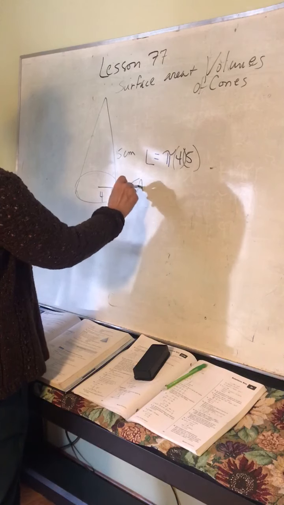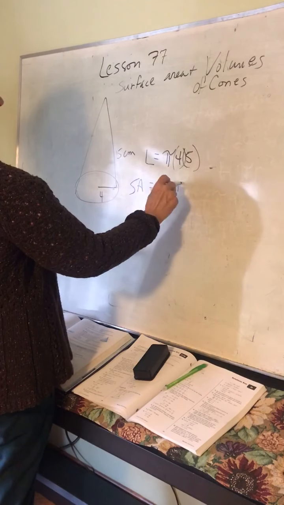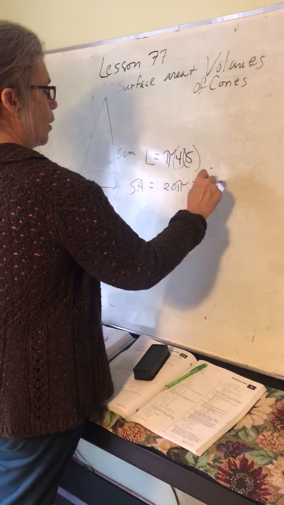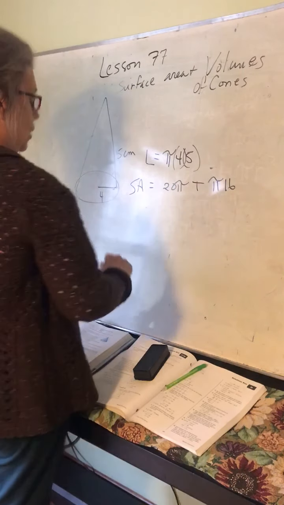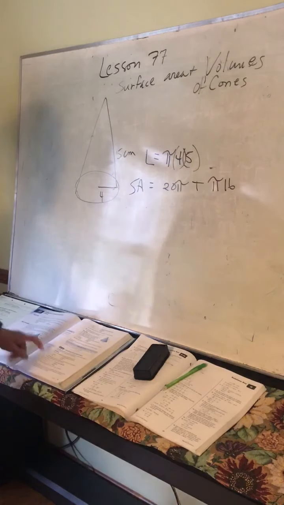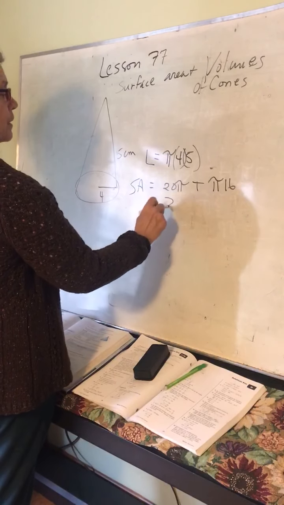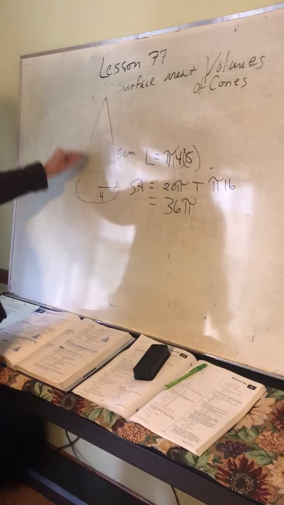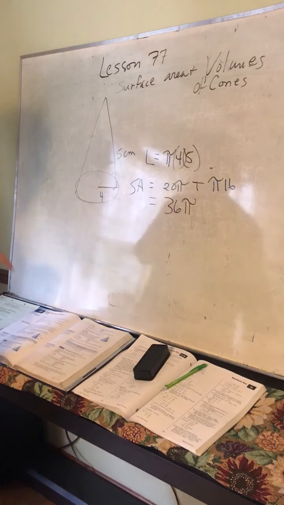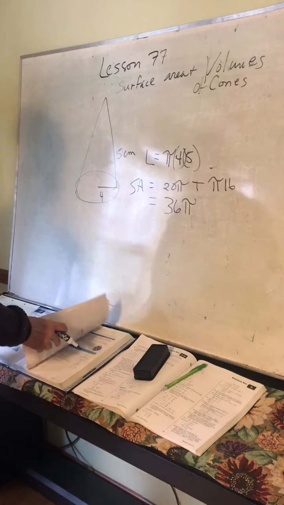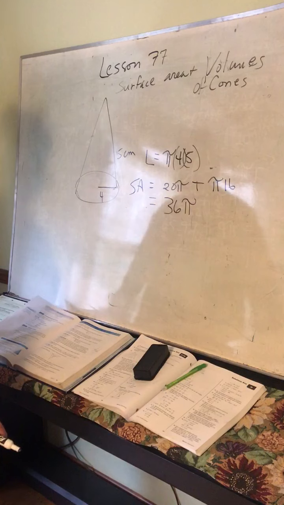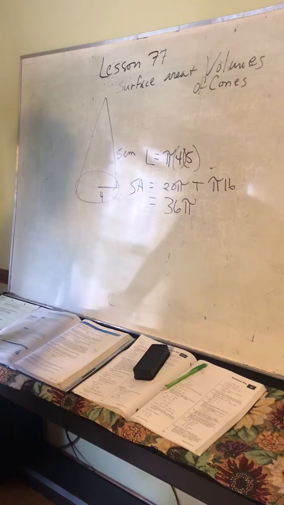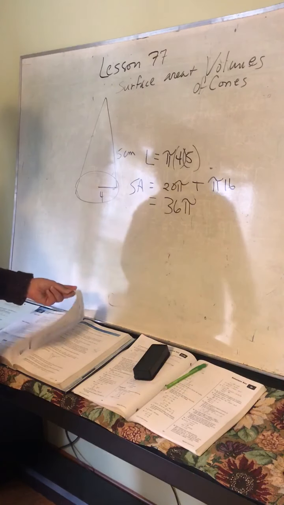If you want surface area, you're going to have 20 pi plus the area of the circle, which is pi r squared, or 16 pi. So now you have 20 pi plus 16 pi. The surface area is 36 pi. And that includes the whole figure, okay? The lateral and the base. And I think that covers that section, section 77.